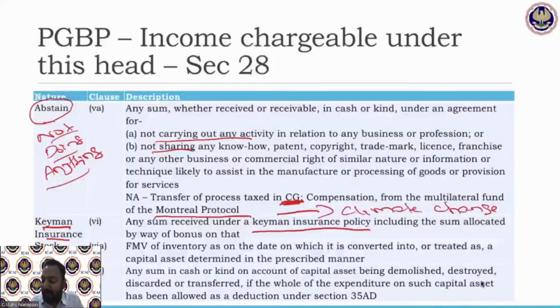The next instance that we are going to talk about is stock. What do you mean by stock? Fair market value of the inventory on the date of conversion. So we'll take this example. When does a stock become an income?